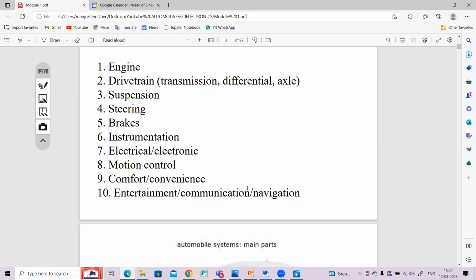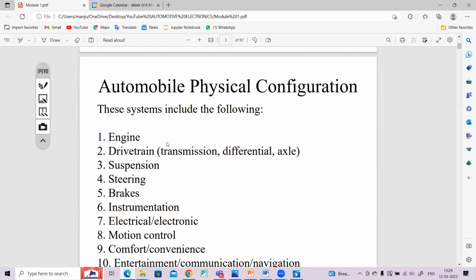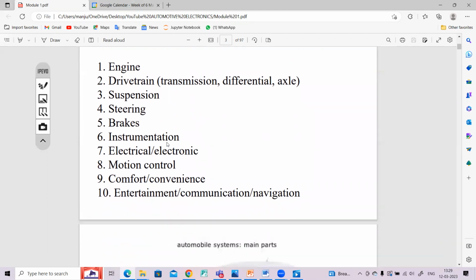While driving, we are able to get connected and able to make calls also, so voice calls or video calls. In the front console, we're showcasing all measurements like petrol efficiency, then trip details, and this type of entertainment and communication is going to be seen there. Okay, it's all related to the automobile physical configuration, which includes everything from the engine to entertainment.